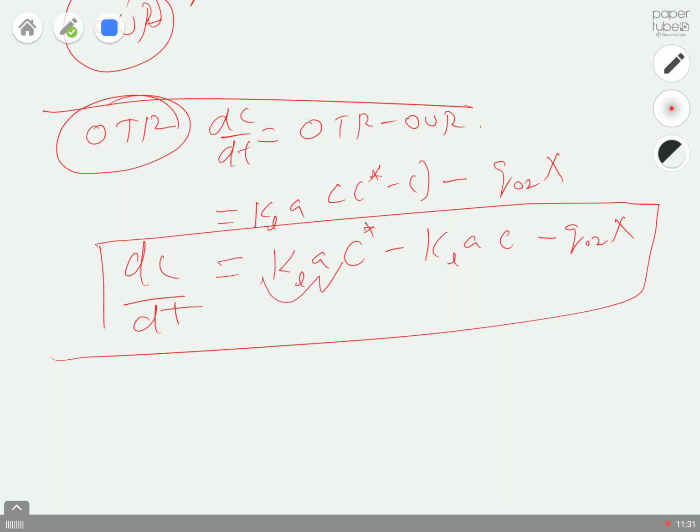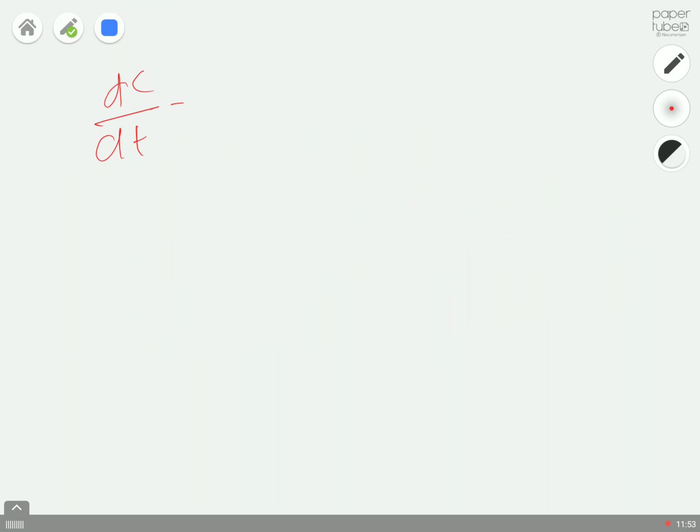KLA is a constant, C star is a constant, oxygen utilization rate is a constant if you have your microbial concentration equal to x. So the only thing is C is a variable, and KLA is the one you have to calculate. So you can put all the constants together. dc by dt equal to KLA C star minus qO2 multiplied by x minus KLA into C. Both of these quantities are constant.